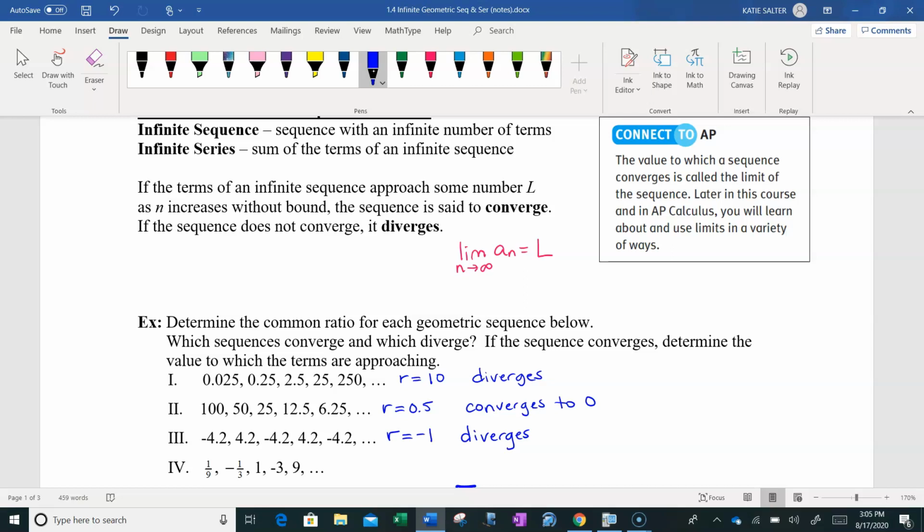Looking at the next one, the R value is also negative because those terms are alternating signs, but in this case, we are multiplying by -3. So if we continue to do that, even though the terms keep alternating positive and negative, they would just get bigger and bigger and bigger. So we would say that this diverges. Remember, if you're not sure what the R value is, just take any term and divide it by its previous term to figure out R.